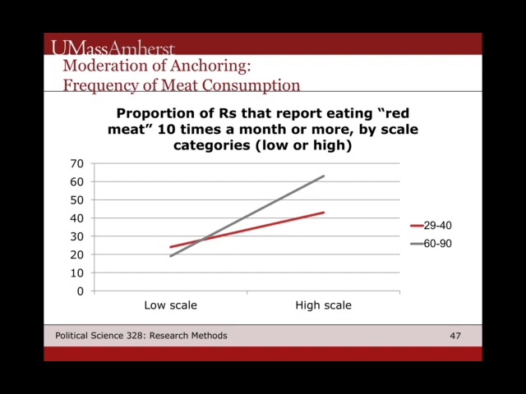For older people who are eating meat more frequently, they in essence are more responsive to this red meat scale. Now you might think it's just a matter of age, but it turns out that for other behaviors that are less frequently performed by older people, you don't have that same moderation effect.